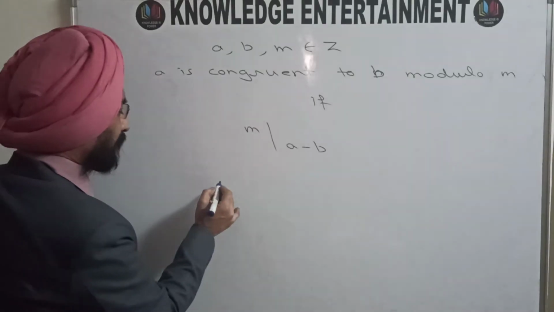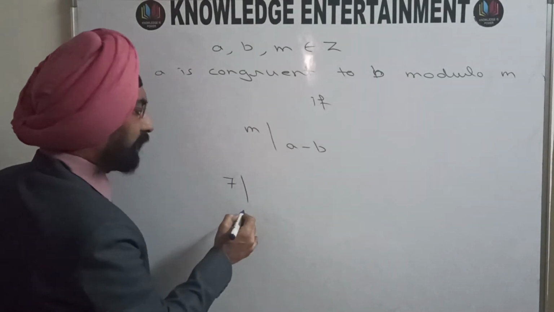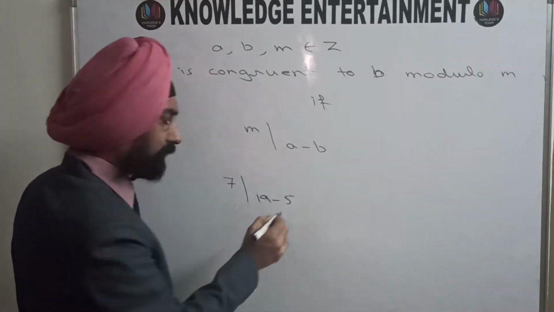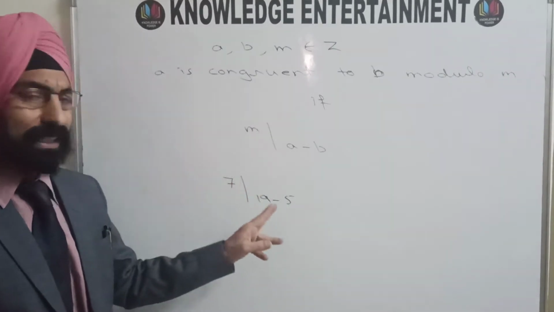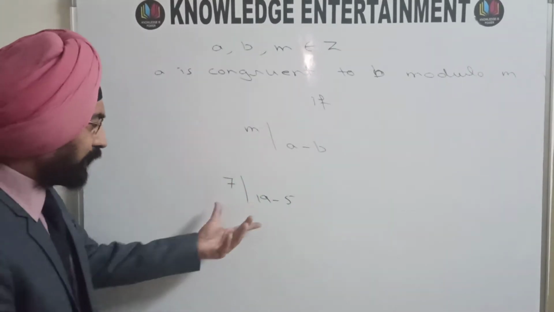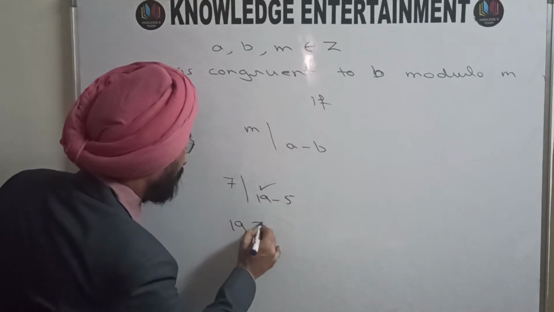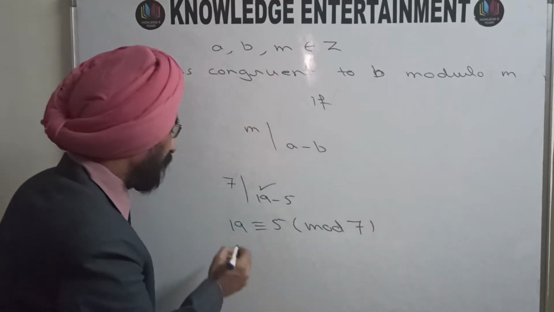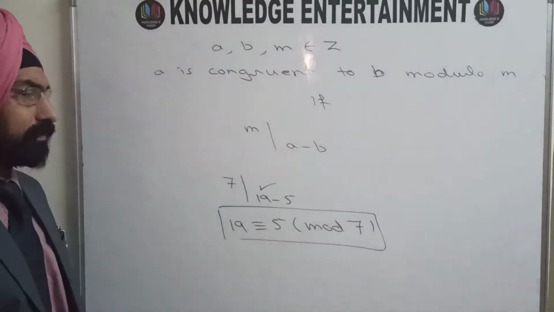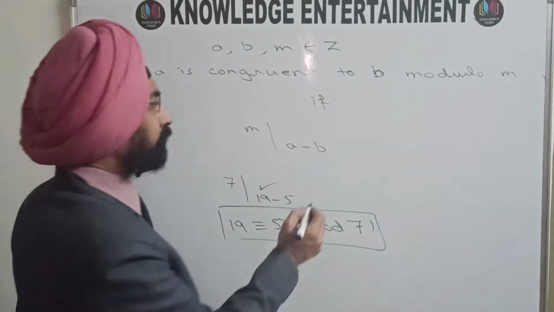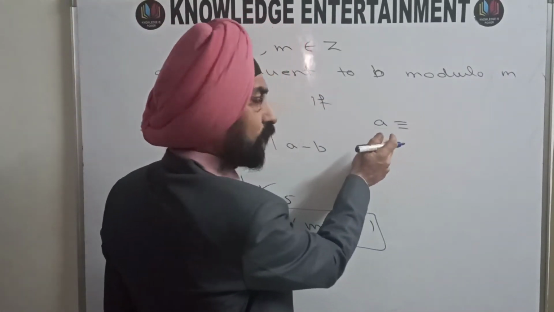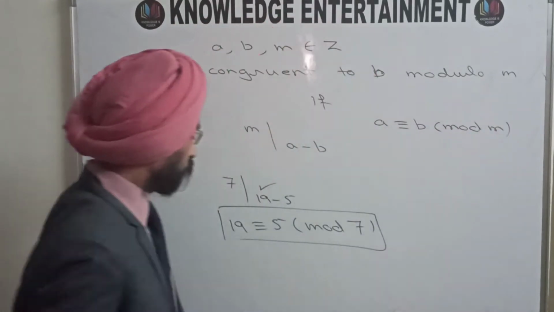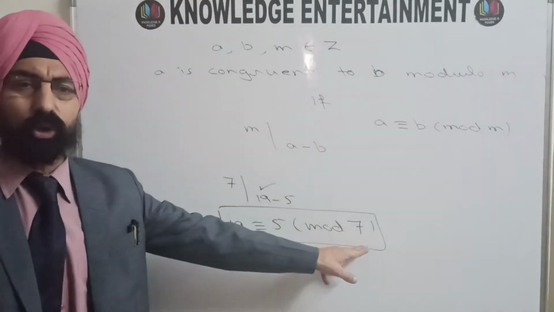For example, you know that 7 divides 19 minus 5. 19 minus 5 is 14 and 7 divides 14 is clear. And it means 19 is congruent to 5 modulo 7. This is the notation. If a is congruent to b modulo m, we write a, with the sign of congruence, b modulo m. Here you can say that 19 is congruent to 5 modulo 7.